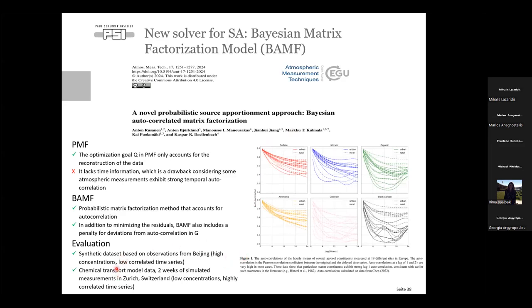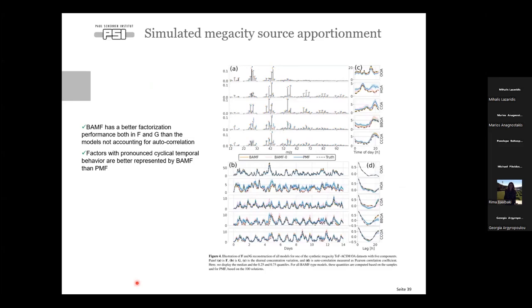To evaluate this model, we used two different synthetic data sets. One was mimicking observations from Beijing, which included high concentrations and low correlated time series. The other replicated measurements from Zurich, closely resembling measurements in European cities, with low concentration and highly correlated time series. Okay, so those are the results of the evaluation.